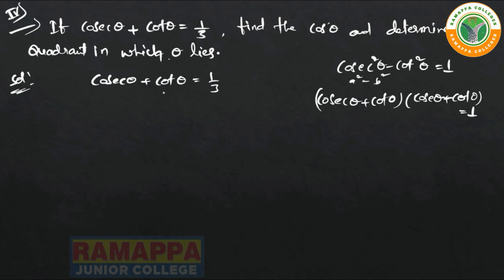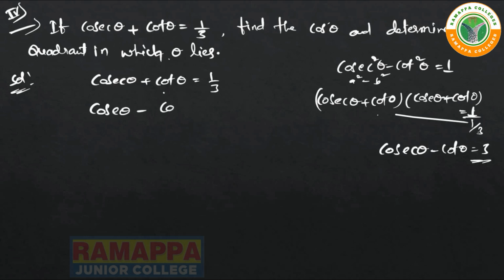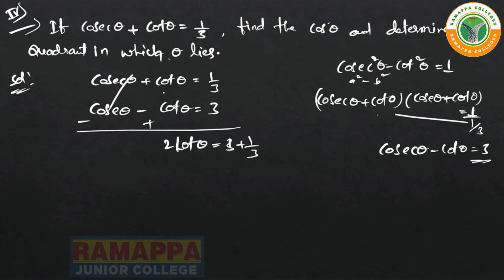Now I substitute the value of the first factor, 1 by 3, so it will become 3. So cosecant theta minus cot theta is equal to 3. If we add these two equations, the cosecant terms will cancel and the cot terms will add. So 2 cot theta is equal to 1 by 3 minus 3.